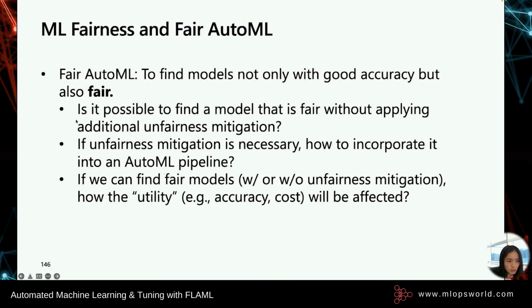For example, is it possible to find a model that is fair without applying any unfairness mitigation? Is unfairness mitigation necessary? And how do we incorporate it into an AutoML pipeline? And if we can find fair models with or without unfairness mitigation, how will the utility, for example the accuracy and the computation cost, be affected? All those questions are unexplored.